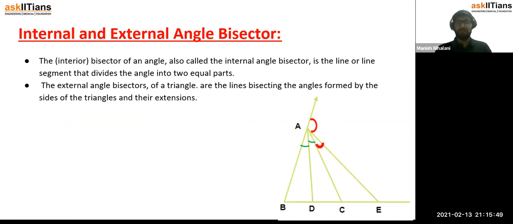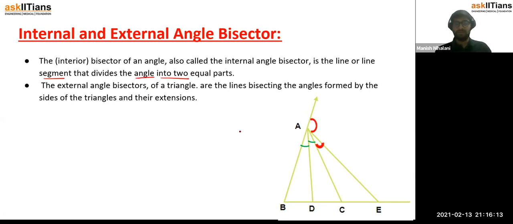What are angle bisectors? See, there are two different types of bisectors: the interior angle bisector or internal angle bisector, and the exterior angle bisector or external angle bisector. The interior or internal angle bisector is the line segment that divides the angle into two equal parts.